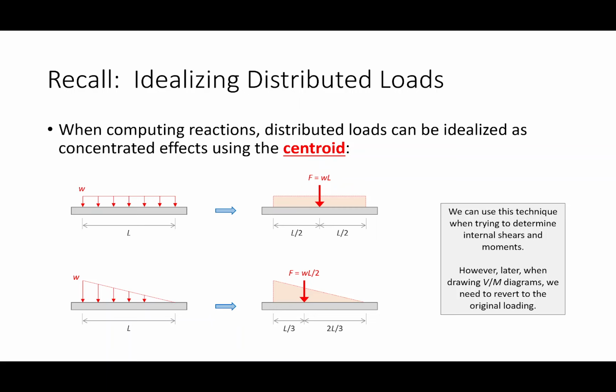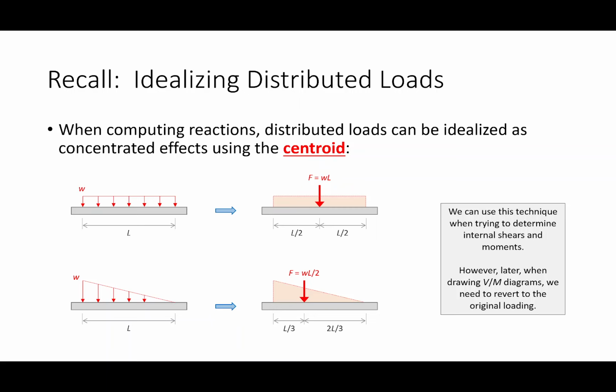Okay? Remember how when we would compute support reactions, we would say, okay, instead of dealing with a distributed load, we would collapse that into a single point load that would have a magnitude of width times length, or depth times length, and the depth would be the magnitude of the load. And then the same thing with triangular loads, it would just be WL over 2. So everybody remember that? Okay.